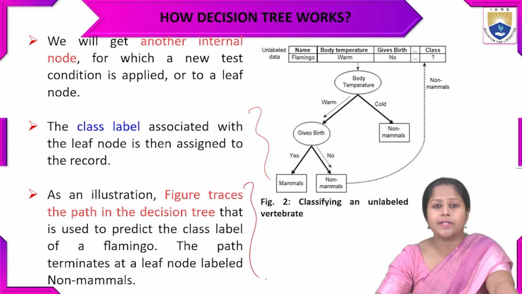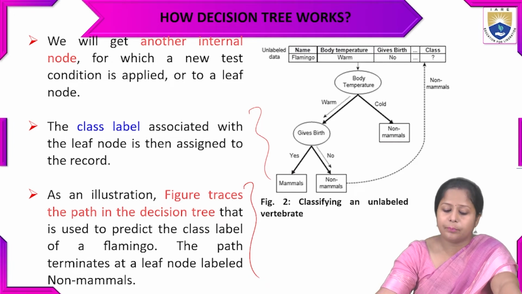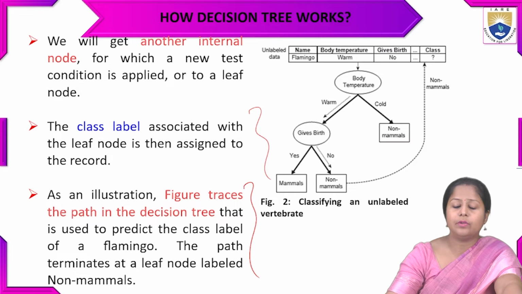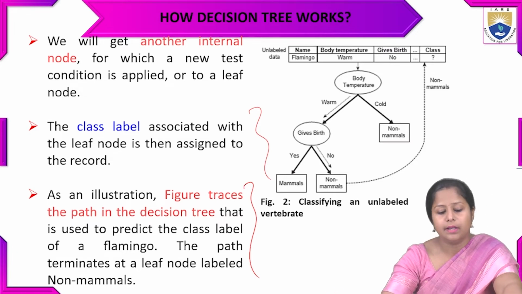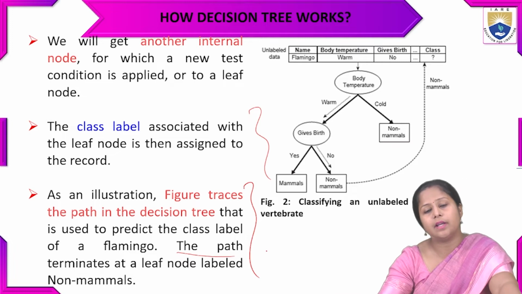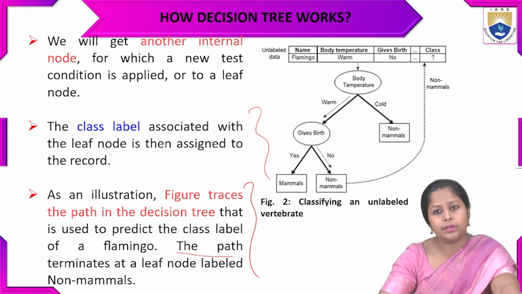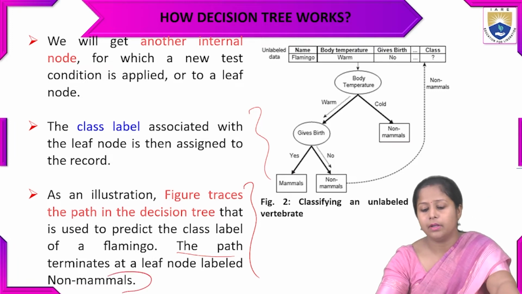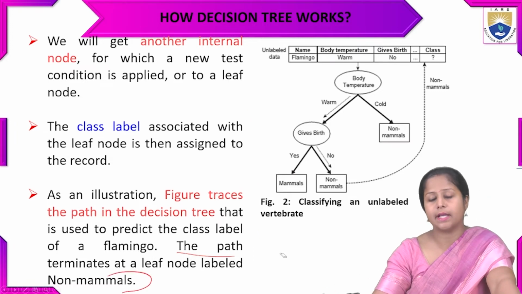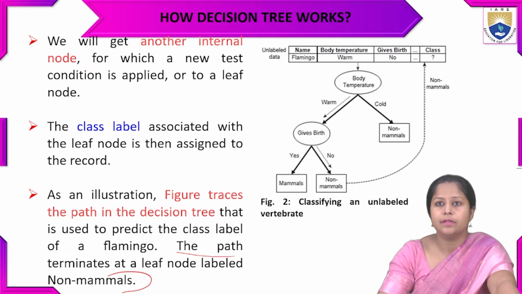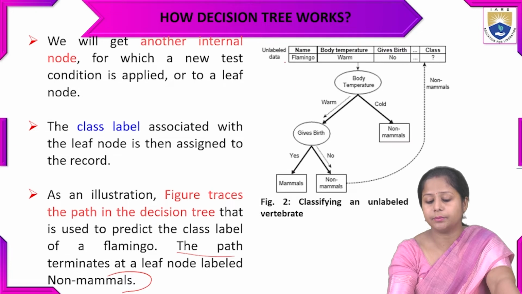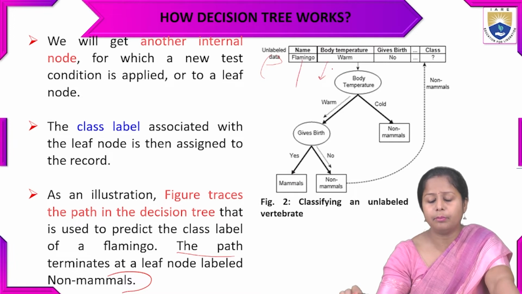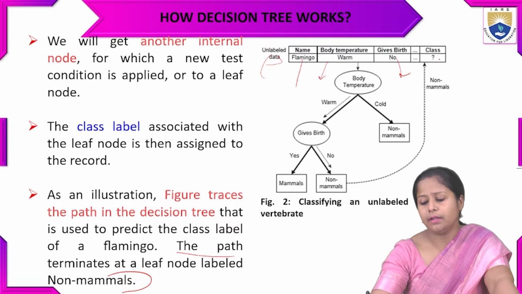If we look at this example on the right-hand side, the figure traces the path of the decision tree used to predict the class label of a flamingo. The path terminates at a leaf node labeled non-mammal. Here we are classifying an unlabeled vertebrate. In this table, there is unlabeled data, the new data. The flamingo has a warm body temperature, does not give birth to the new species, and the class we don't know.